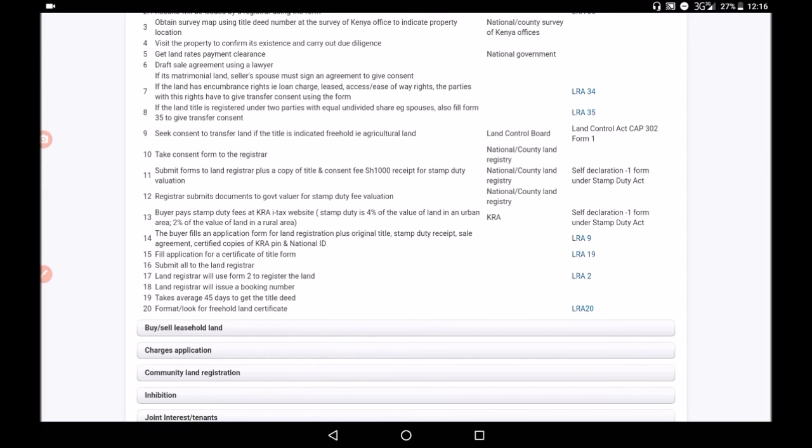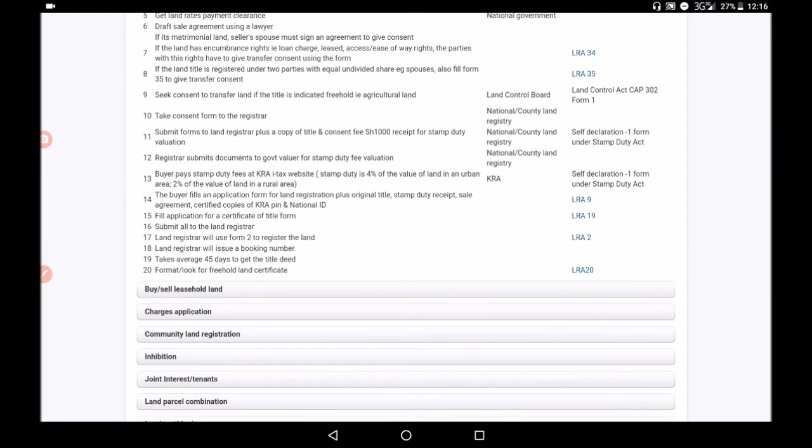Then next, you seek consent to transfer the land if the title is indicated freehold and it is agricultural land. Who does that? The land control board. The land control board has been given that power by the Land Control Act, Cap 302. Then after that, you take the consent form to the registrar, in either the national or county land registry.